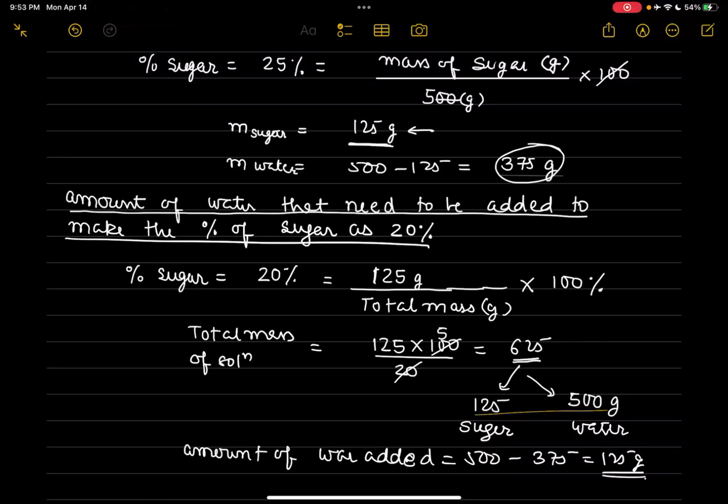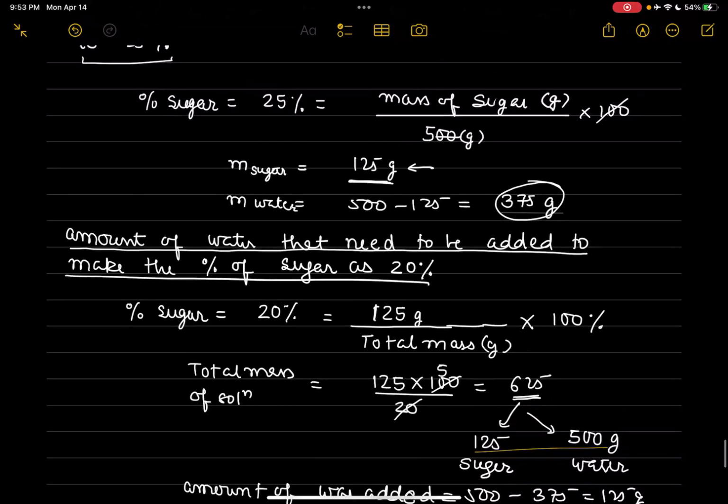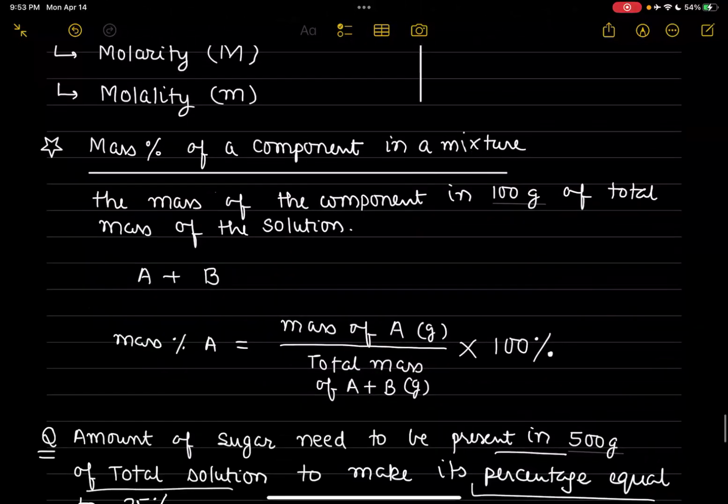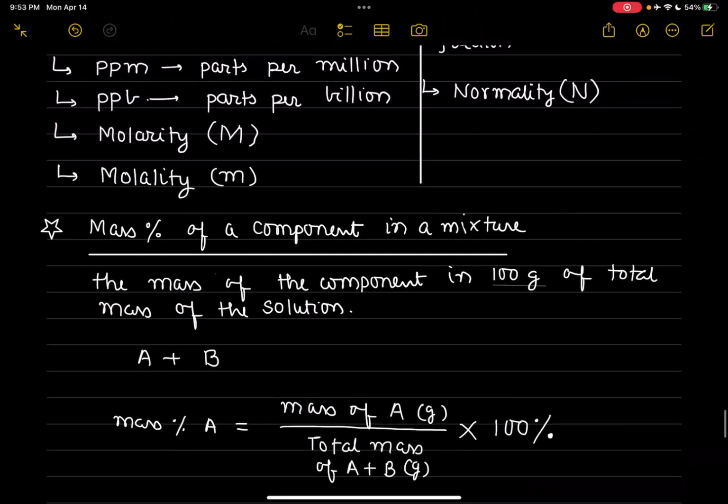But if you try to do it quickly, or you get confused and have some misunderstanding related to the mass of water, mass of solution, or the mass of the sugar, then it will go wrong. Got it? So now I hope you will be able to do any question related to mass percentage.